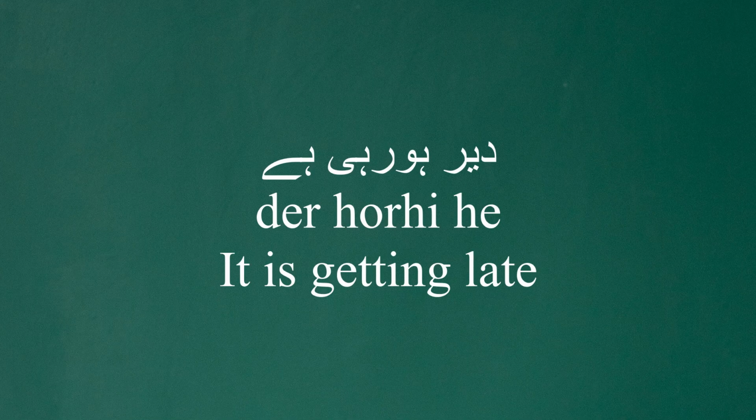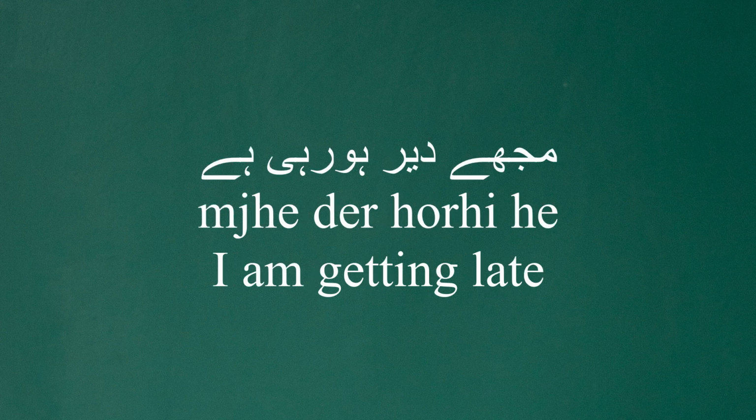Der ho rahi hai is a very common sentence. Der ho rahi hai. Mujhe der ho rahi hai. Mujhe means to me. There is kind of lateness. Lateness is happening to me. Hona is to happen. So the literal translation is lateness is happening to me. I figured this out on my own. Don't quote me on that. But what it means is I'm getting late.